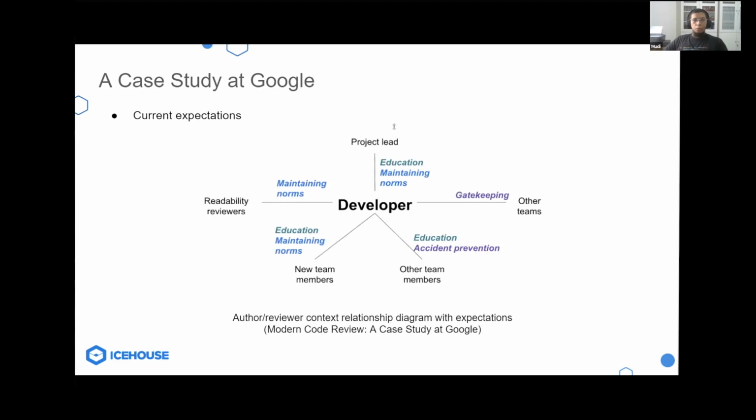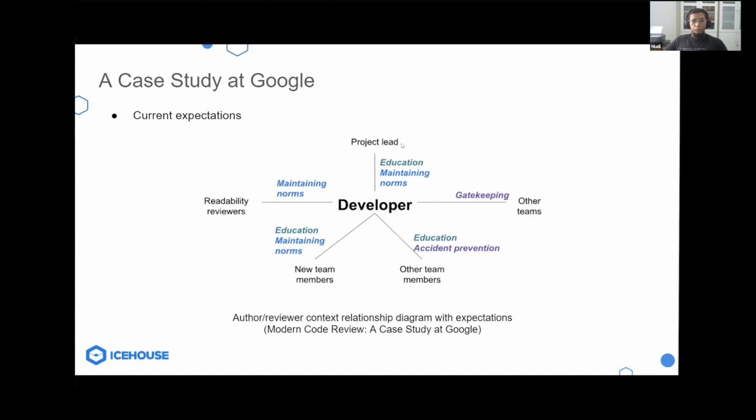Right. So here is the author and reviewer context relationship diagram with the expectations mentioned earlier. These expectations came up depending on the relationship between the author and the reviewer. For example, expectations on maintaining the norms came up between the author and those with a different seniority, for example, a project lead or expert readability reviewers and new team members. But not the same case with other fields where instead gatekeeping and accident prevention are primary.